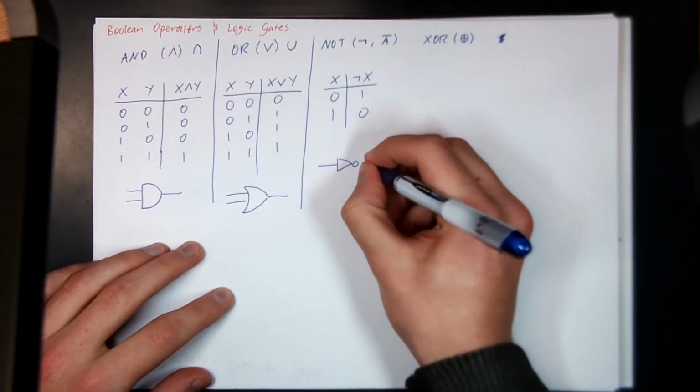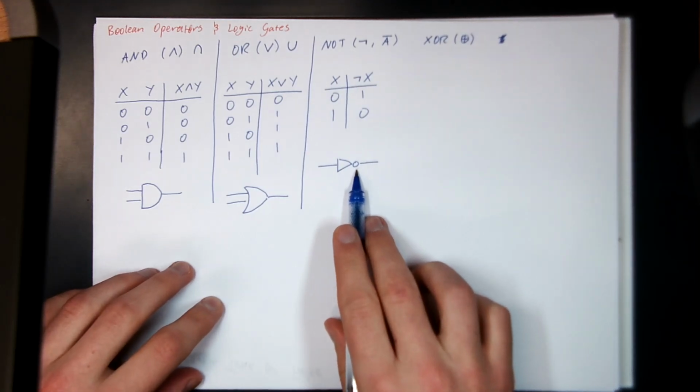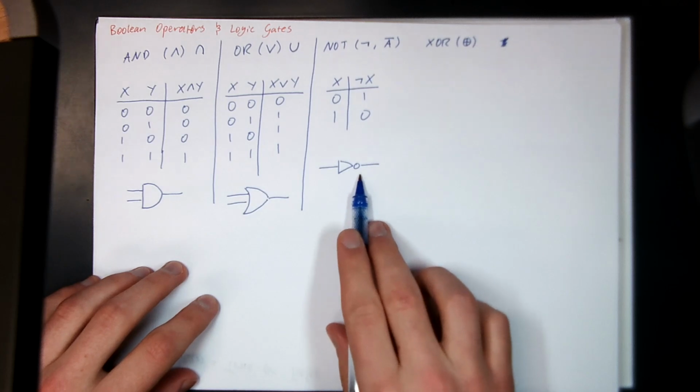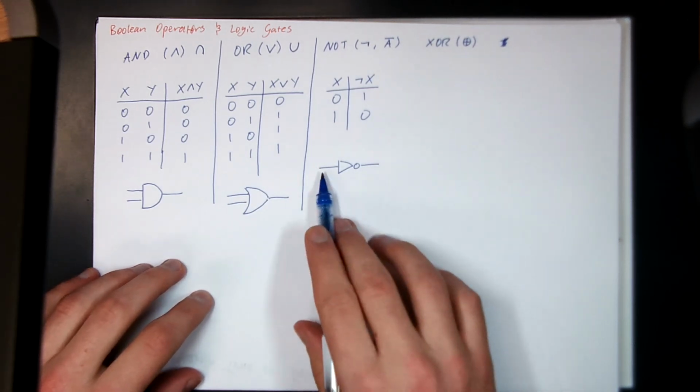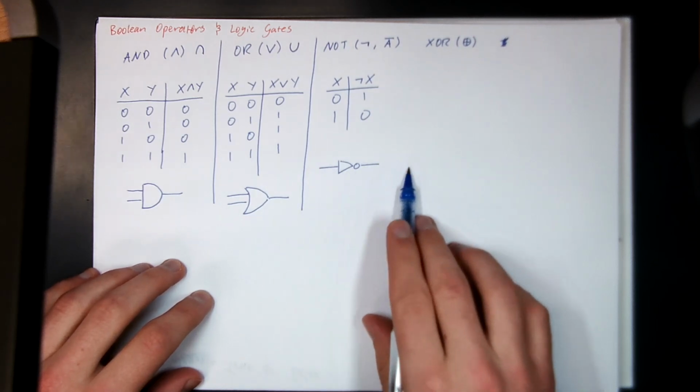And the NOT gate looks like this. It's a little triangle with a little circle on the front. Whenever you see a circle on the front of a gate, that basically means invert whatever signal is here, right? So if you put some signal in, the output will be the opposite. If you put an input high, the output is low. If you put an input low, the output is high.